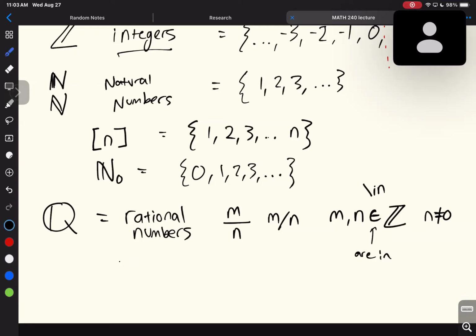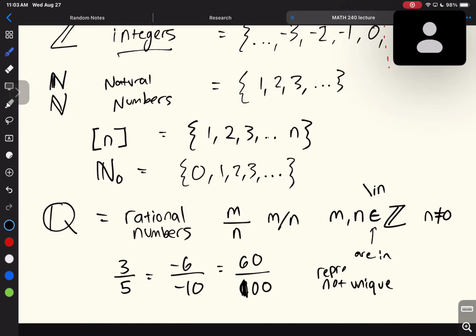So we have the case of 3 over 5. We could write it by doubling each of the numbers by -2, -6 over -10. That's the same number. That's also the same as 60 over 100. And it's not unique. We could also choose to write it as a decimal and add on as many zeros at the end as we want. So the representation is not unique.